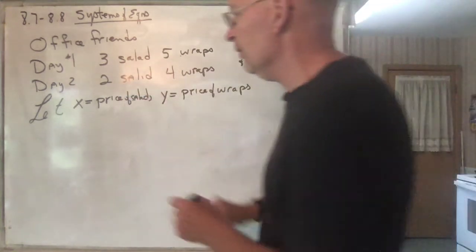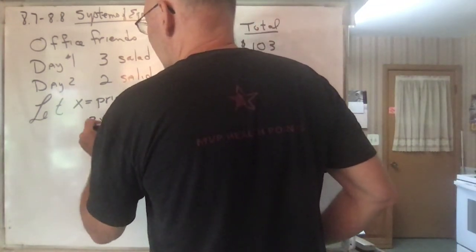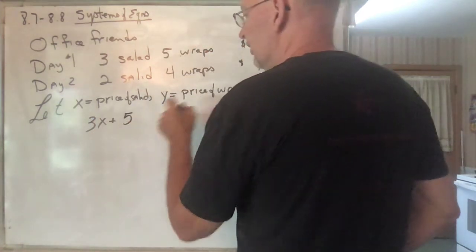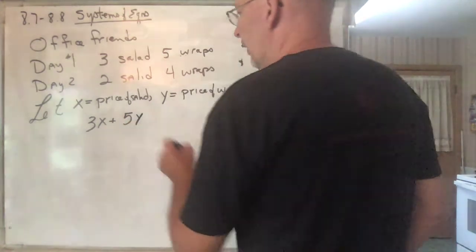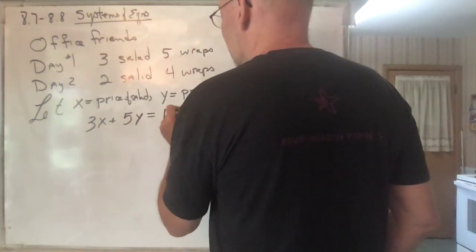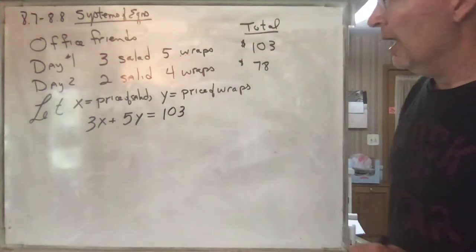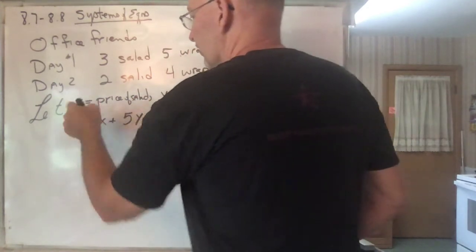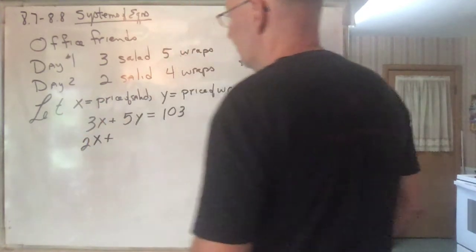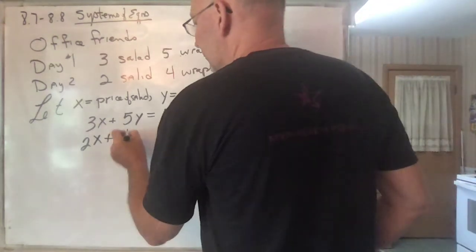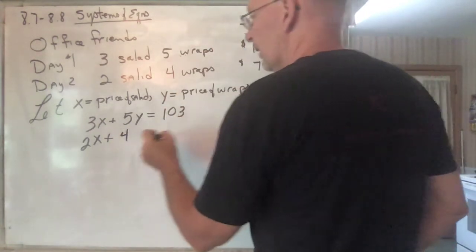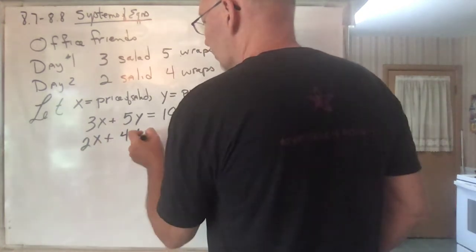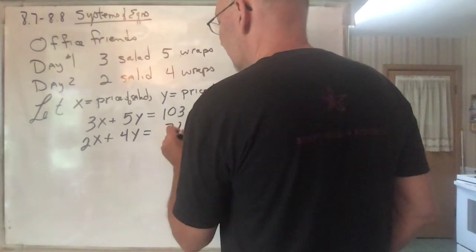So on the first day, 3 people had the salad. So 3 people times that price. And then you had 5 people that had the wraps. So you had 5 people that got the wraps, and each one of those was y dollars. And so by the time you put that all together, you're at 103. Agreed? And on day 2, you had 2 people that had the salad, and each one of those was x dollars, so you're going to get 2x is the total price for the salads. You had 4 people that had the wraps. Each one of those wraps cost y dollars, so 4 times y is the total price for the wraps. Add all that together and you get 78.